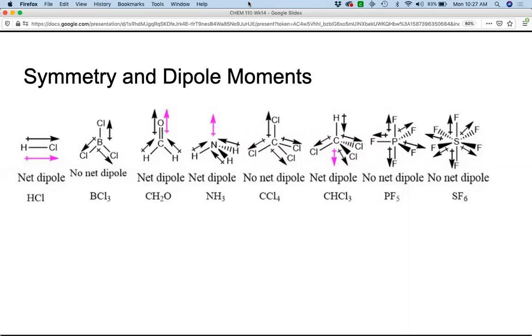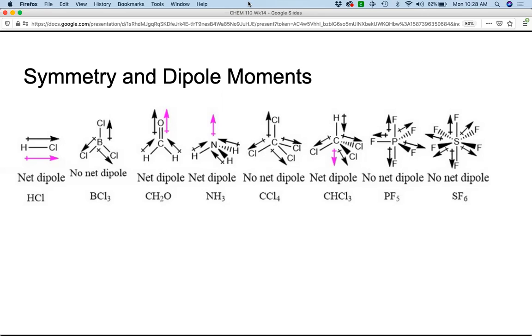Okay, so that wedge and dash is something that we can use to represent the 3-dimensional nature of a molecule. All of these molecules, with the exception of BCl3 and CH2O and HCl, so the 3 that are on the left, all of these molecules are going to be 3-dimensional. So when we think about their net dipoles canceling, we actually have to imagine that in 3-dimensional space. Or, say for example, if you were taking an organic chemistry class, you might actually build it with a model to be able to see it.